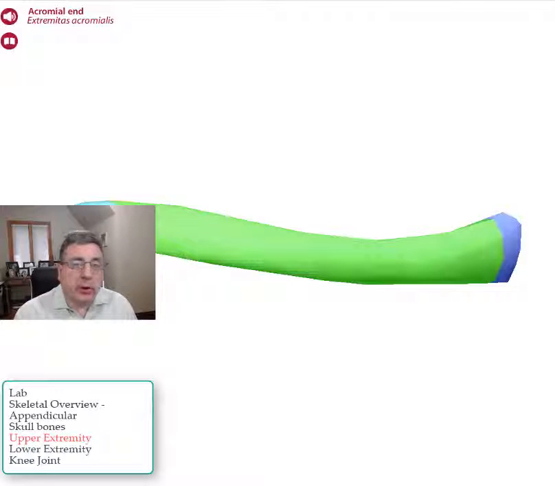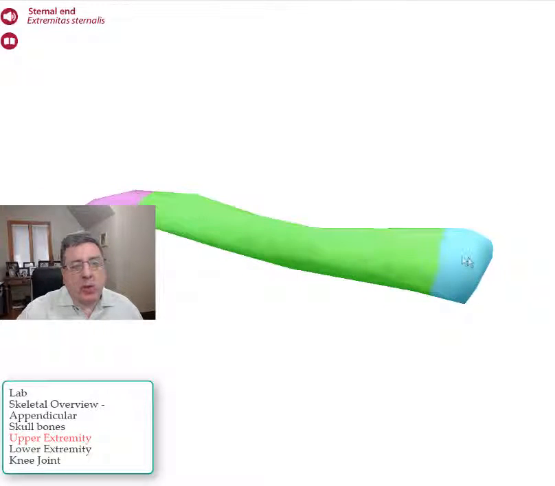You will hear, especially if you're in the healthcare field, that where people have shoulder issues or shoulder complaints, a common diagnosis is associated with the AC joint, where AC stands for acromioclavicular joint. The sternal end is going to be on this one, and that's going to articulate with the manubrium of the sternum.